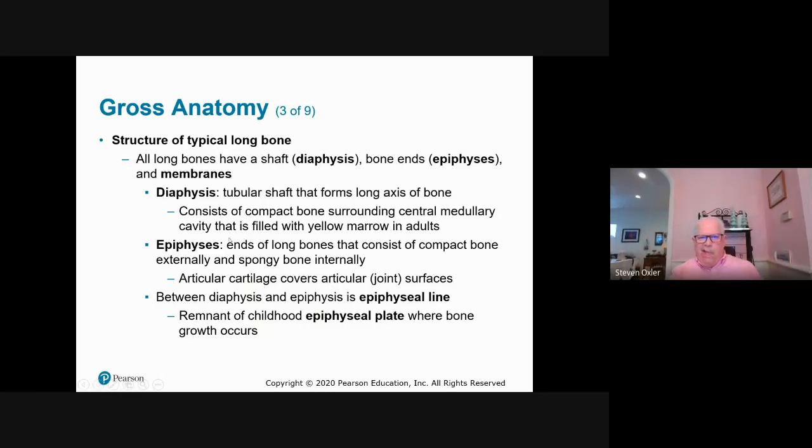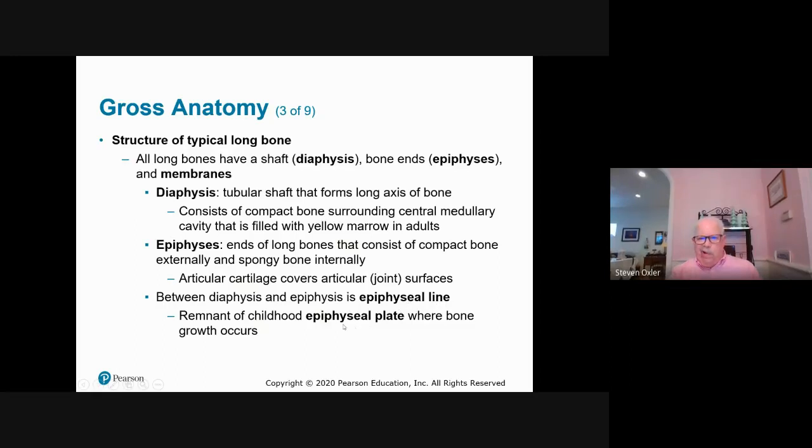Spongy bone is in the epiphysis. There are 2 of them, that's why it's plural. You only have one long shaft, but you have 2 epiphyses, a proximal and a distal one, at the ends of the long bone, and they articulate at the joint. I'll show you pictures of the epiphyses of all bones. Between the diaphysis and the ends of the long bones is the epiphyseal line. This is in adults.